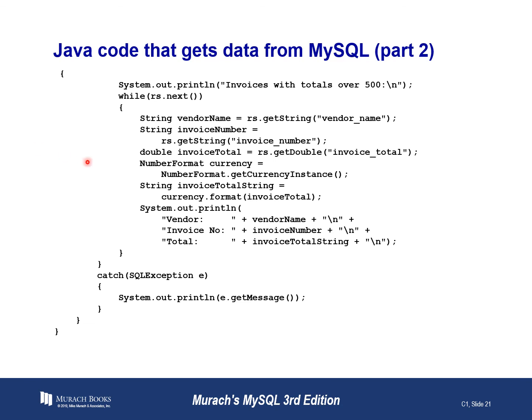Okay, so this is the second half of the Java code. In this slide, there's not really much going on, except that here we are just printing the vendor name, the invoice number, and the invoice total that we got from the previous slide's SQL statement.